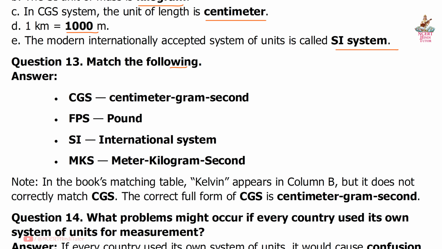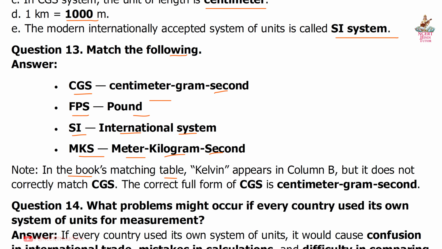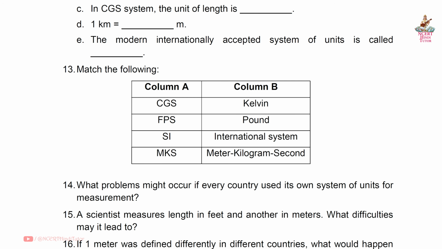Question 13. Match the following. Answer: CGS, centimeter gram second; FPS, pound; SI, international system; MKS, meter kilogram second. Note, in the book's matching table, Kelvin appears in column B, but it does not correctly match CGS. The correct full form of CGS is centimeter gram second. So friends, here you can see in the table MKS, meter kilogram second; FPS, pound; SI, international system. In CGS, the unit of temperature is Celsius, not Kelvin.